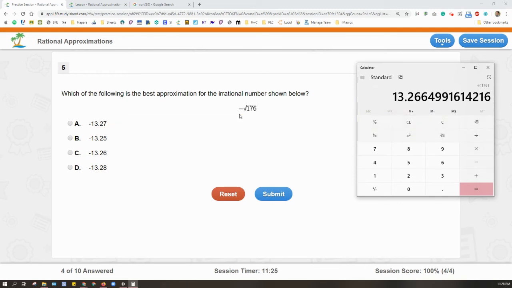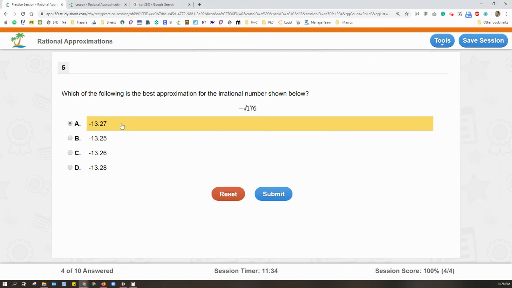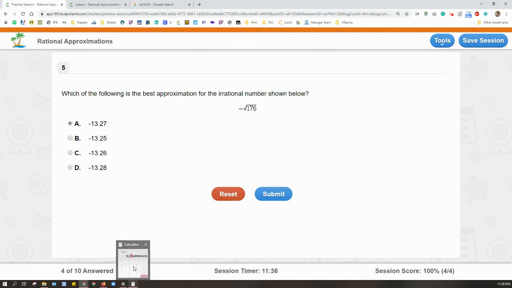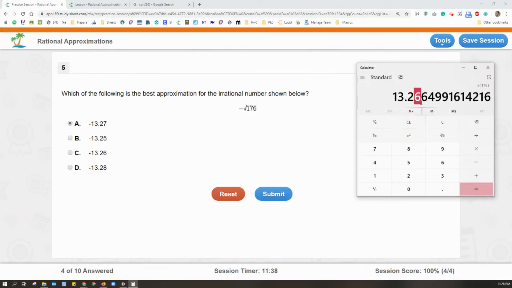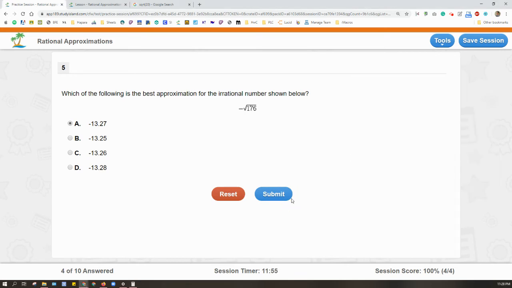So negative 13.266 would round to 13.27. If we're looking at these, negative 13.27 is a better answer because when we round to the nearest hundredth, we have to look at the thousandths place. And since this number is 5 or higher, we're going to bump up the 6 in the hundredths place to a 7. This is closer to 13.27 than it is to 13.26. So the negative version would be negative 13.27 if we're rounding to the nearest hundredth.